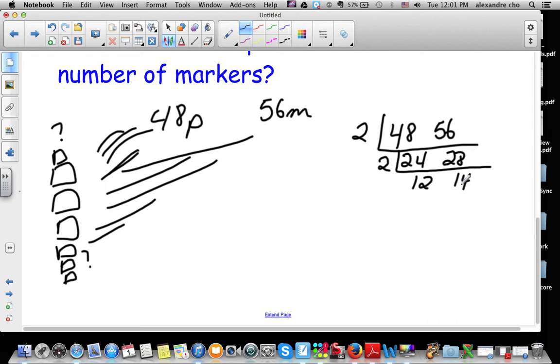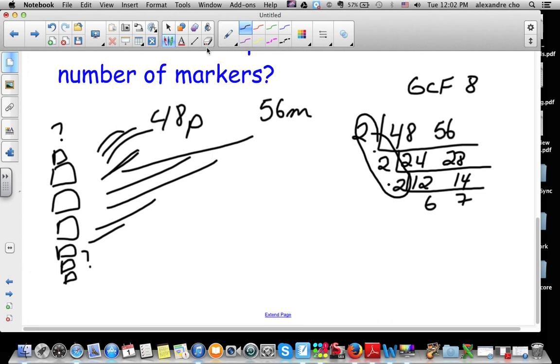Is there another number that goes into 12 and 14? Yes, there is, which would be 2. It'd be 6 and 7. And there are no other numbers that go into 6 and 7, so we're done. Okay, so our slide stops right there. And to find our GCF, we're going to take the numbers on the side here and multiply them. 2 times 2 times 2. So the GCF is 8. What does that mean? It means that I need 8 boxes.